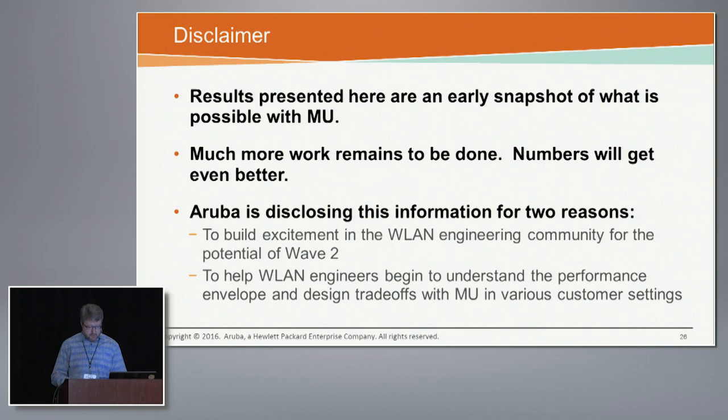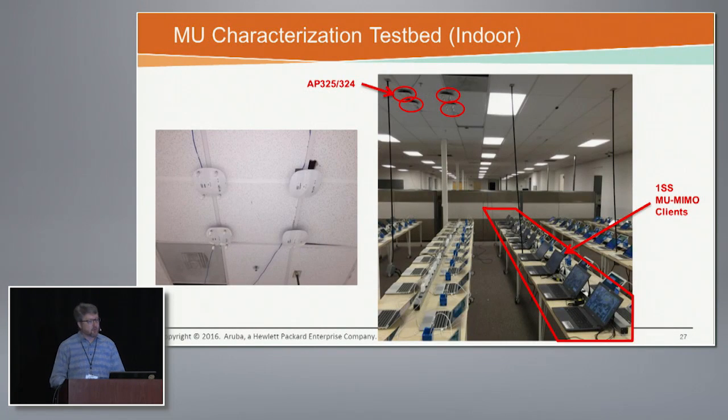trade-offs in the environment. So some of you have seen pictures of my lab before. We bought basically 20 Acer laptops with 1-stream MU cards in them. We bought the 1 streams intentionally because I didn't want to be evaluating mixed stream performance just yet. We wanted to just keep it simple and basic. You throw some APs up on the ceiling, and you'll notice we put them in a straight line.